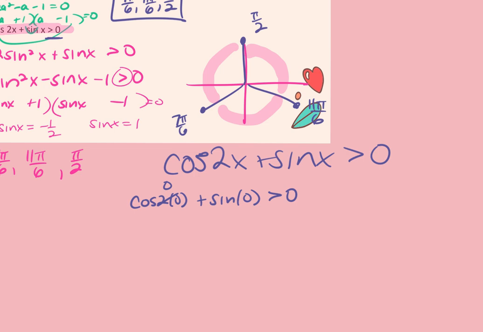0 being the angle, so the angle is 0. What's the x at 0? 1. Yes? This angle is 0. The coordinate point there is (1, 0). Yes? I understand that the cosine at 0 is 1. Okay.